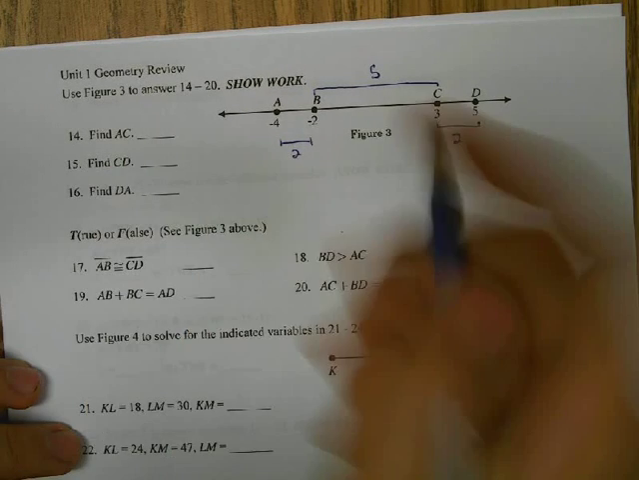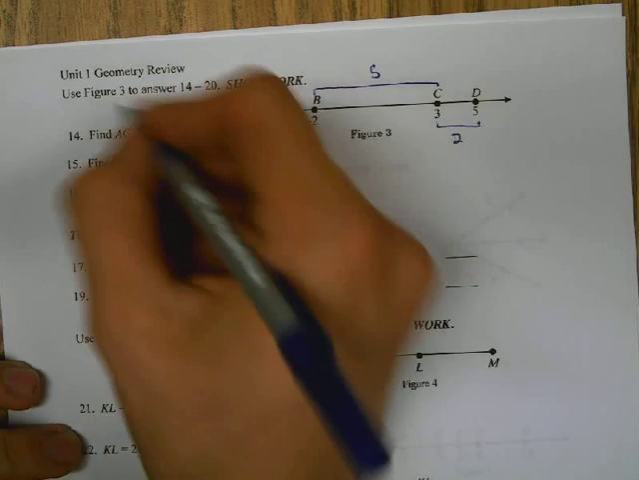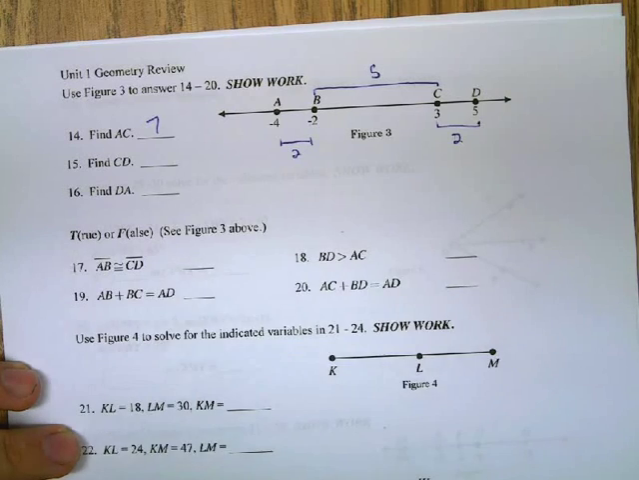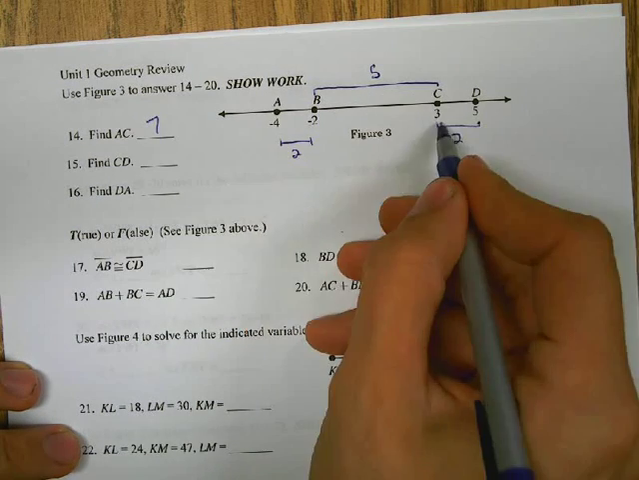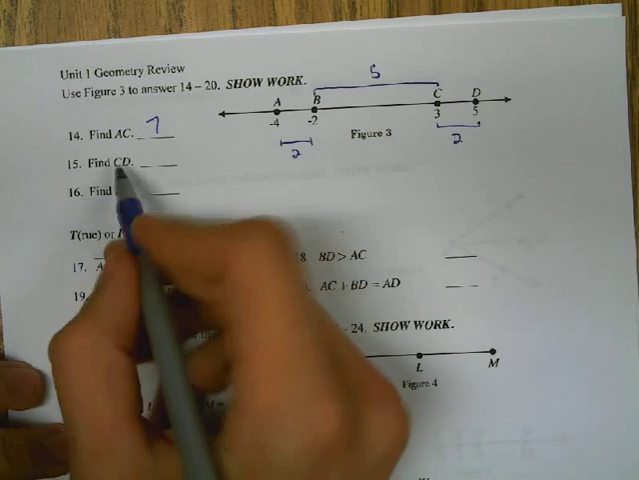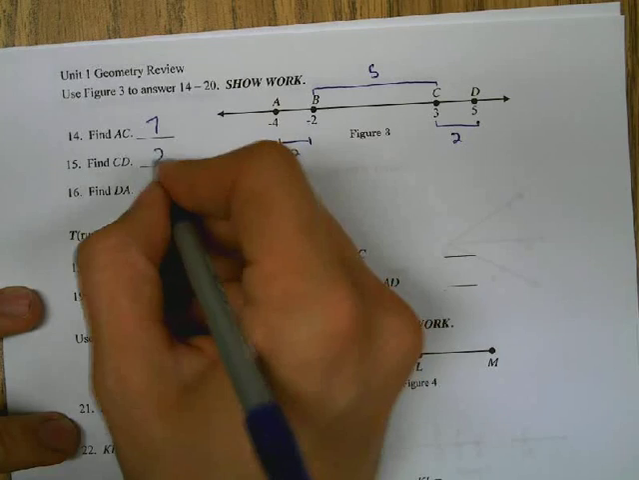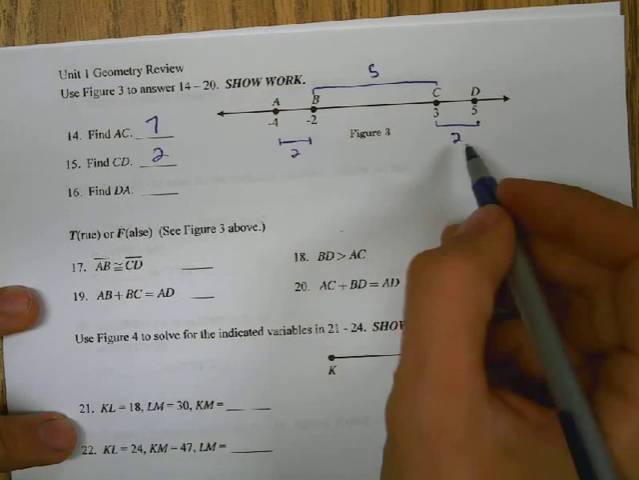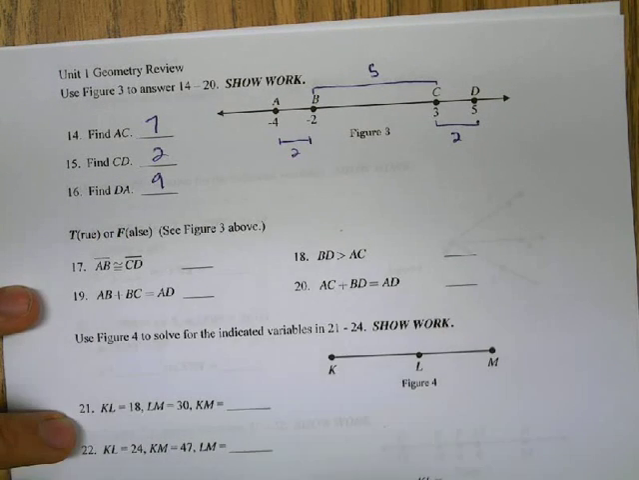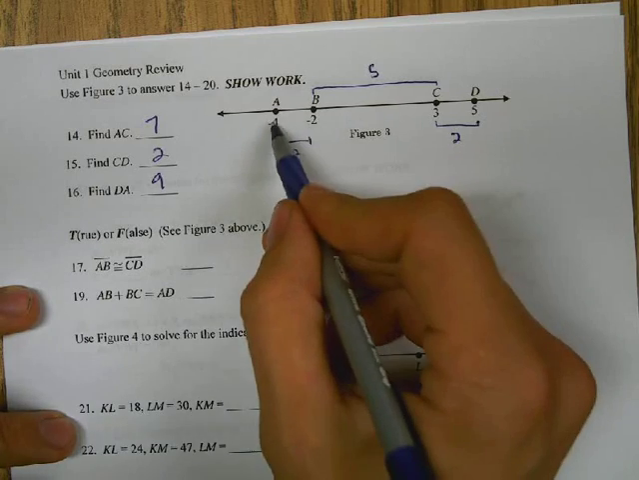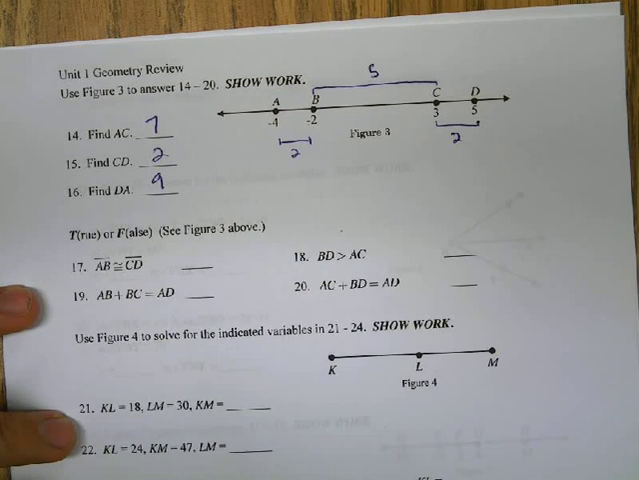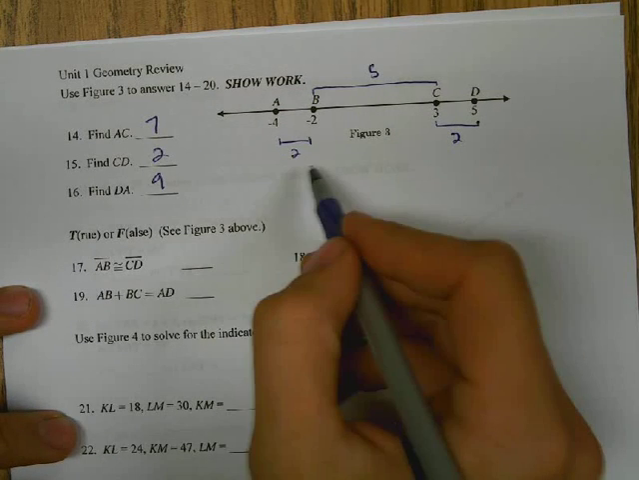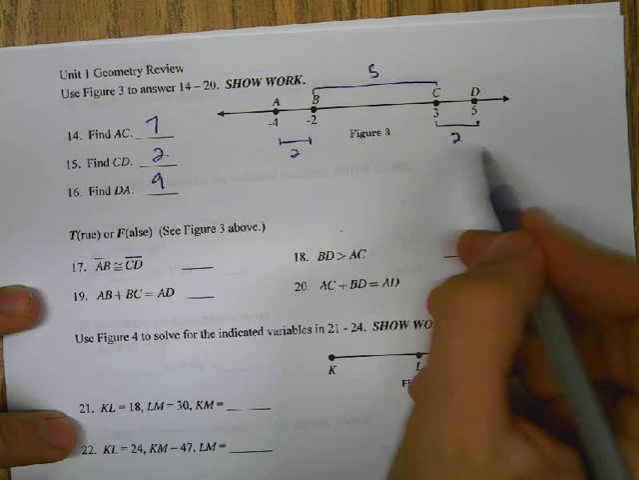Find AC. So I've got 2 plus 5 is 7, so a distance of 7. Or you could say -4 to 3 is a difference of 7. CD, I've listed as 2, and then DA, the big one, I've got 9. Again, just adding up those distances, or from -4 to 5 is 9. True or false, AB is congruent to CD. That is true.